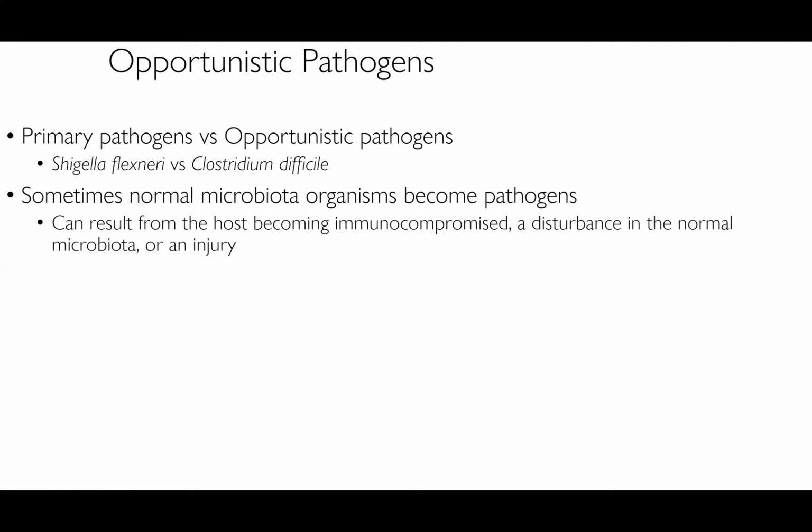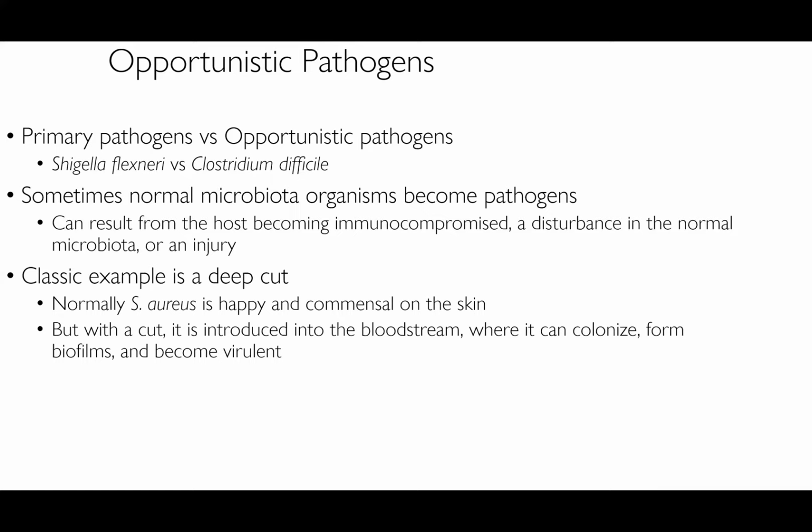In addition, we've been talking about primary pathogens. These are things that cause direct disease, and that's pretty much all they do relative to us. But sometimes normal microbiota can become pathogens, and this can result from the host becoming immune compromised, damage to the normal microbiome, or an injury itself, like a cut. So some classic examples is a deep cut. Just to put this in perspective, we've been talking about Staph aureus. It loves to live on your salty skin. It likes to be in your nose. But with a cut, it can be introduced into your bloodstream where it can then colonize, form biofilms, and become virulent. And so opportunistic pathogens are very, very common.